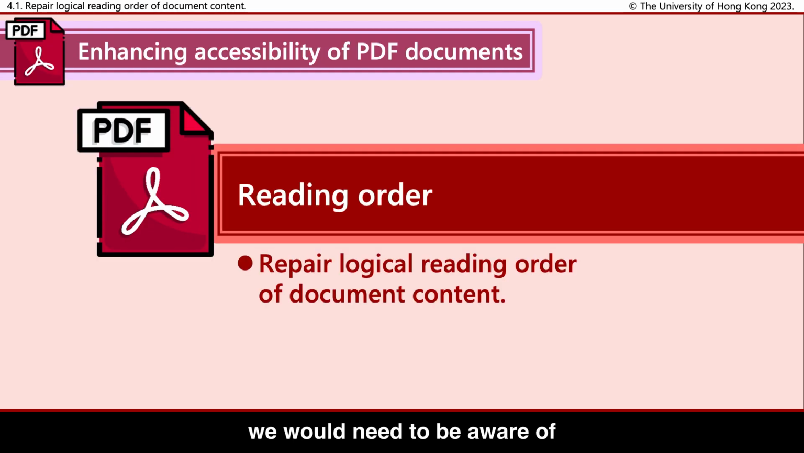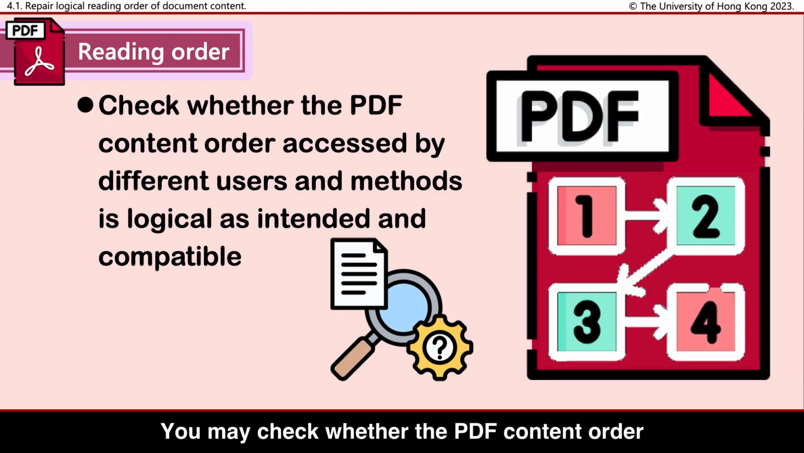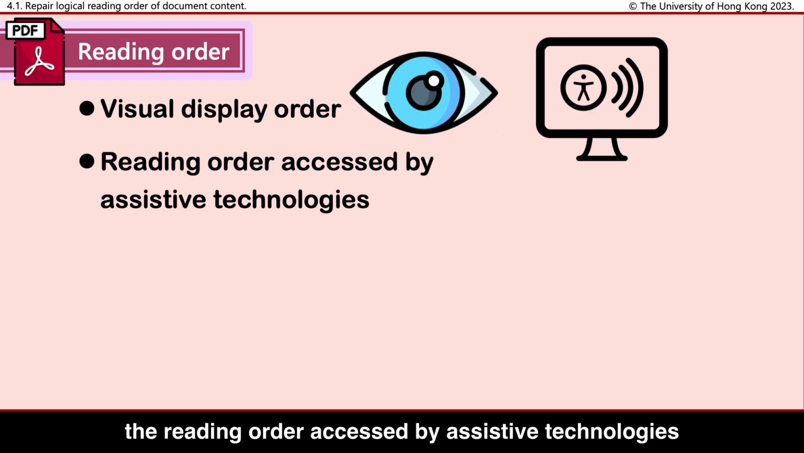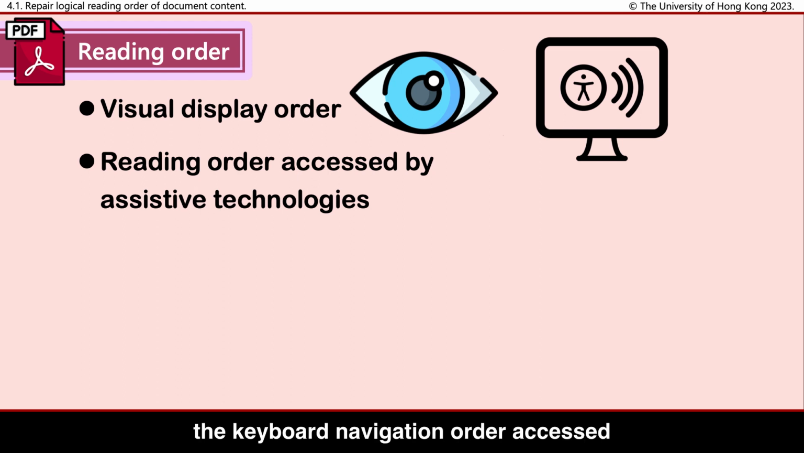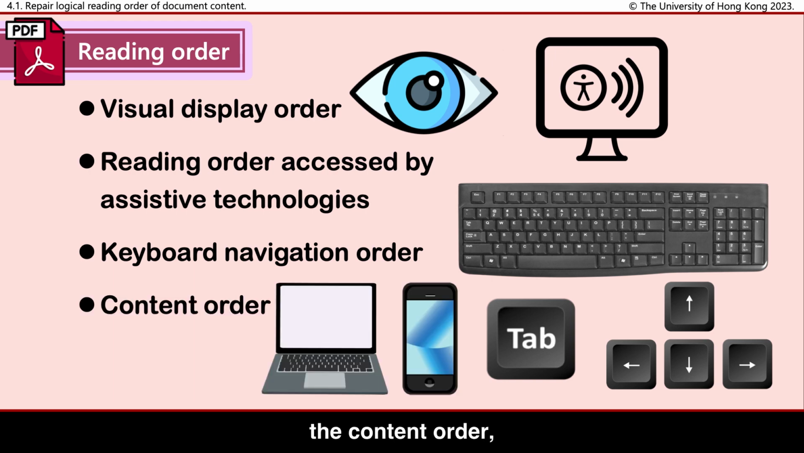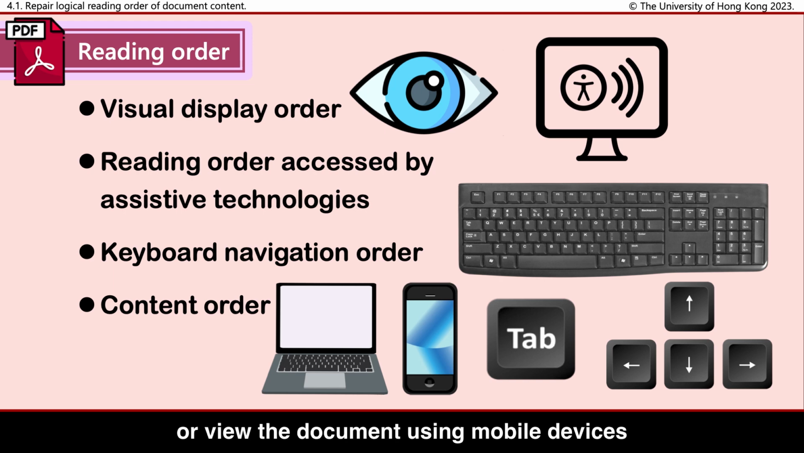Regarding reading order, we would need to be aware of how to repair logical reading order of document content. You may check whether the PDF content order accessed by different users and methods is logical as intended and compatible. For example, the visual display order. The reading order accessed by assistive technologies, such as screen readers. The keyboard navigation order accessed by keyboard users, such as the tab key and arrow keys. The content order, such as when users reflow or zoom the PDF document, or view the document using mobile devices with relatively smaller screens.